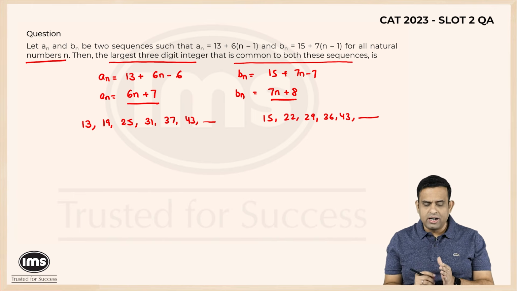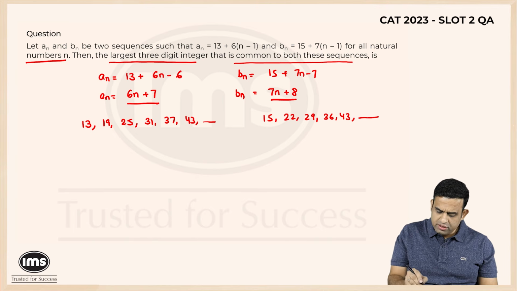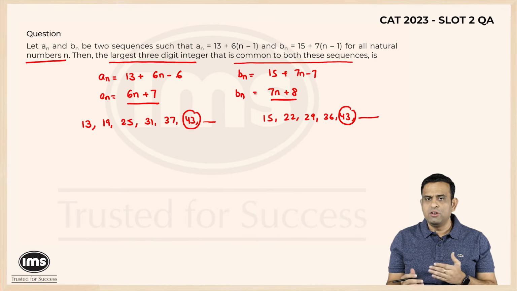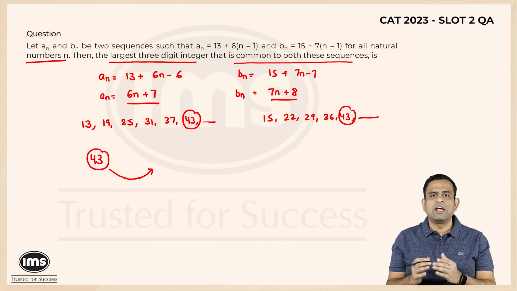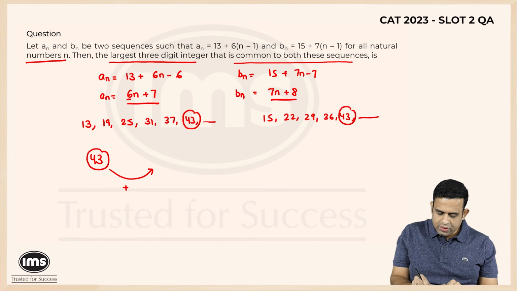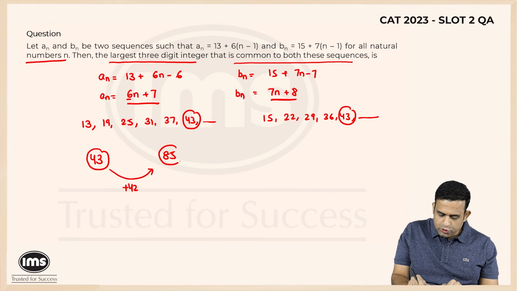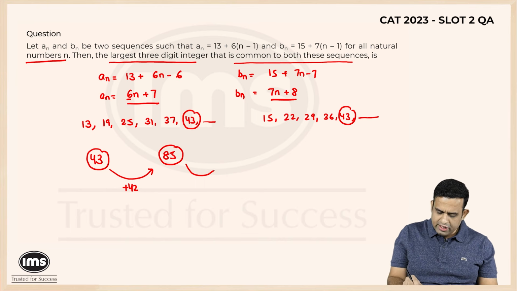We are supposed to find out the largest three-digit number that is common to both the sequences. The first number common to both sequences happens to be 43. Since my first sequence increases by 6 and the second one increases by 7, once I have found the first number, 43, the second common term should come after an interval that is a multiple of both 6 and 7, which are my common differences: 42. So 85 is what you are also going to find in both the sequences. So 43, 85, and then one can add 42 again, giving you 127, and so on.